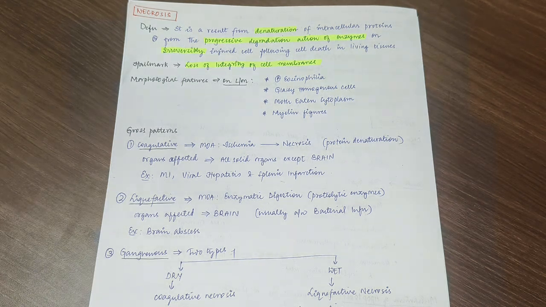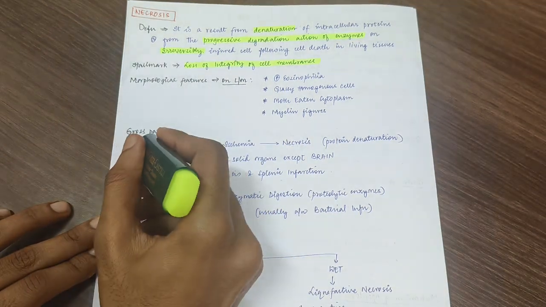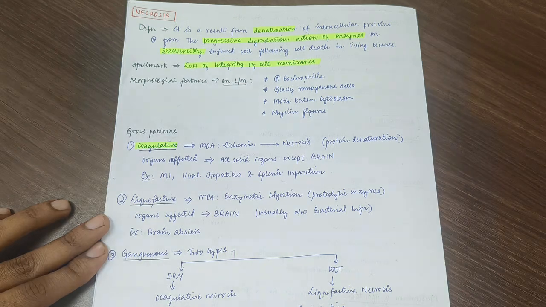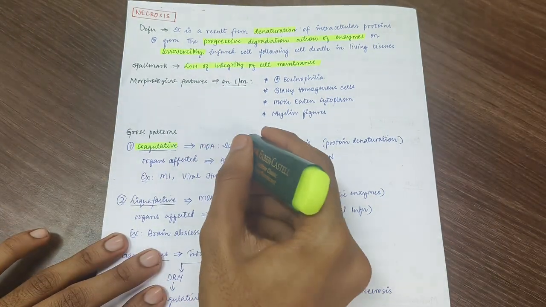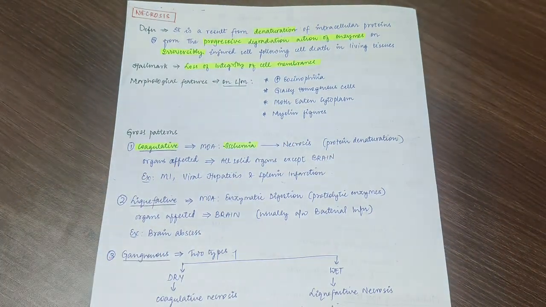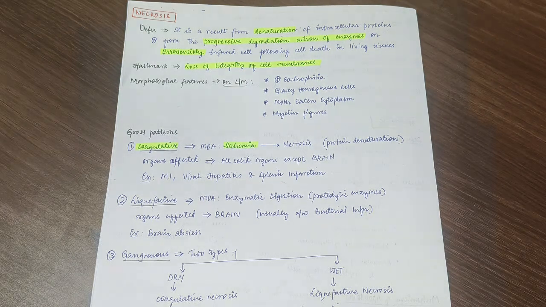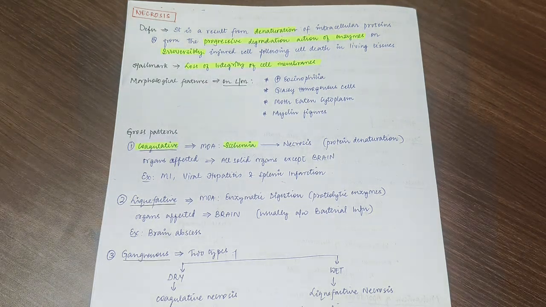Coming to the gross patterns, the first pattern is coagulative. So coagulative necrosis is because of ischemia which has led to the necrosis. Ischemia leading to necrosis is coagulative necrosis. Basically there is protein denaturation here. The organs affected here are all solid organs except the brain. Examples are myocardial infarction, viral hepatitis and splenic infarction. There should be an ischemia, remember.